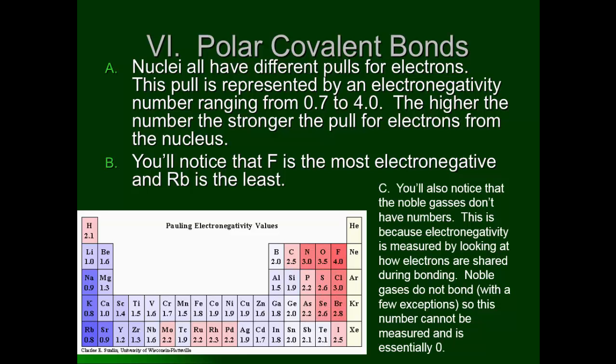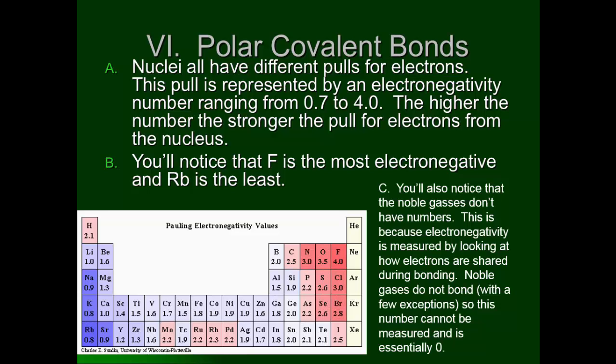So nuclei, because they have positive charges in them, have a pull for the electrons that are shared. And some of them pull a lot stronger than others. So fluorine is your strongest polar. You'll notice on this Pauling electronegativity values chart, fluorine has a 4.0 beneath it. That's the highest number you can get for electron pull.